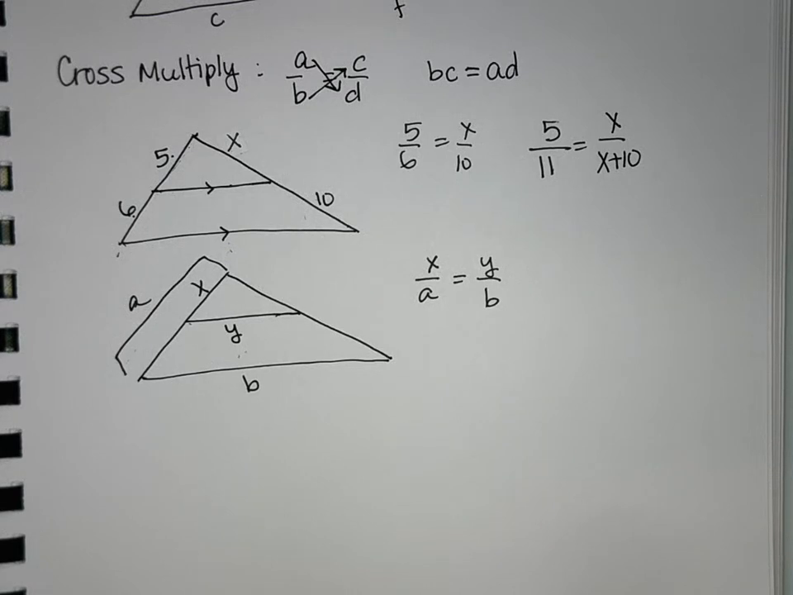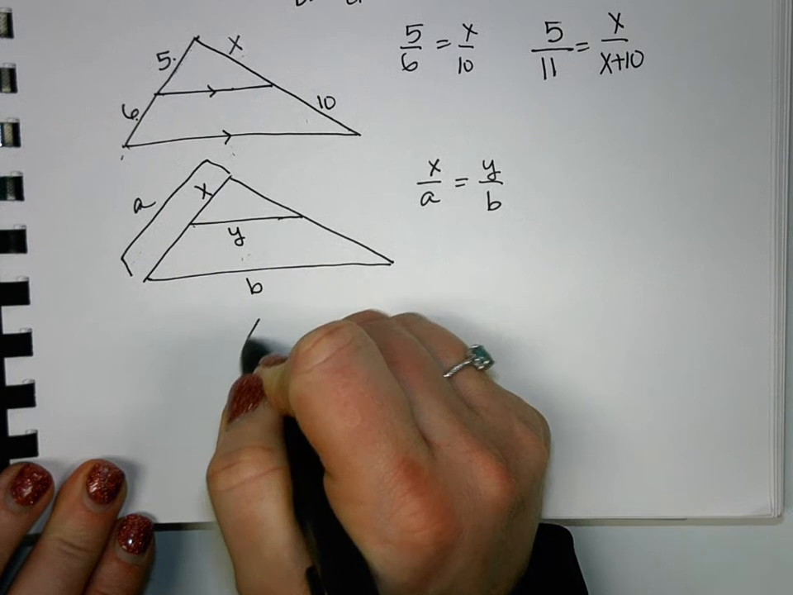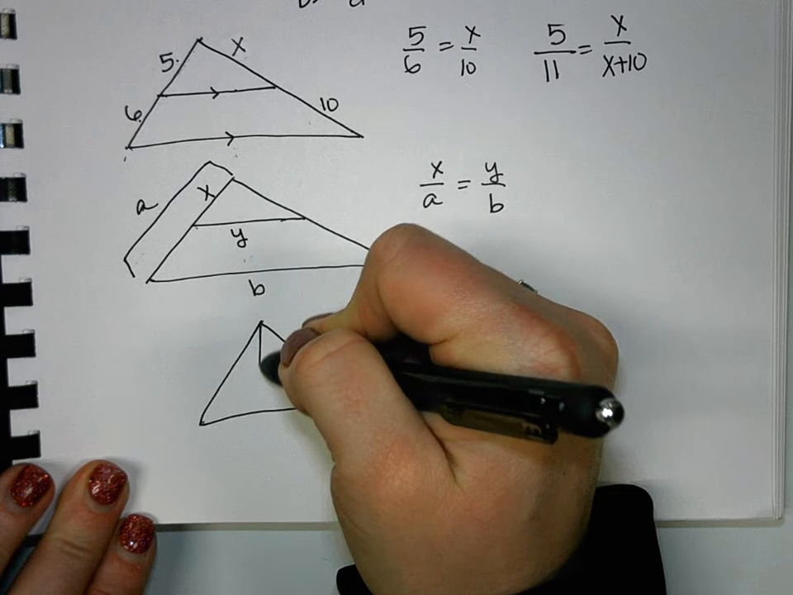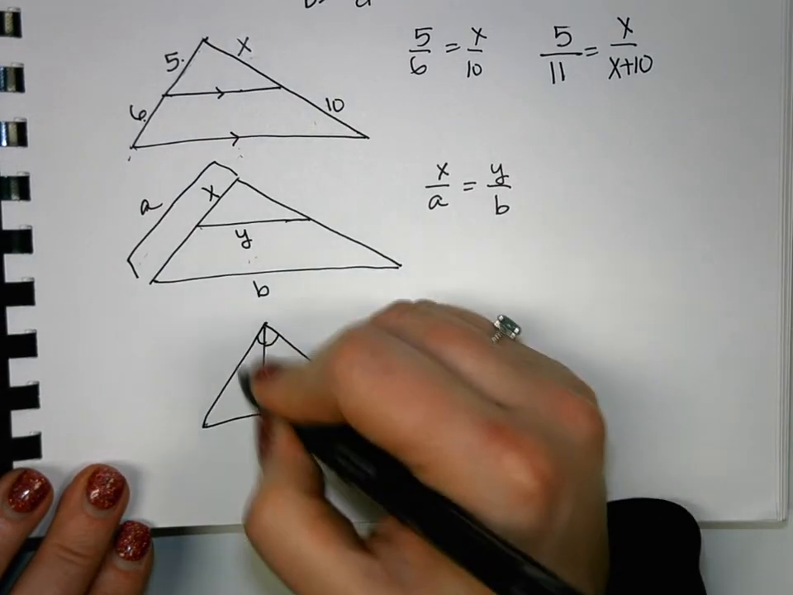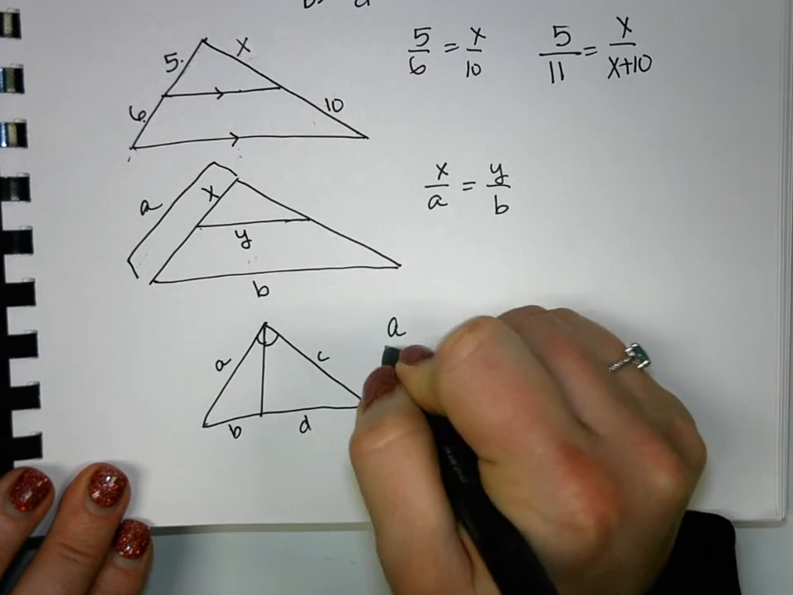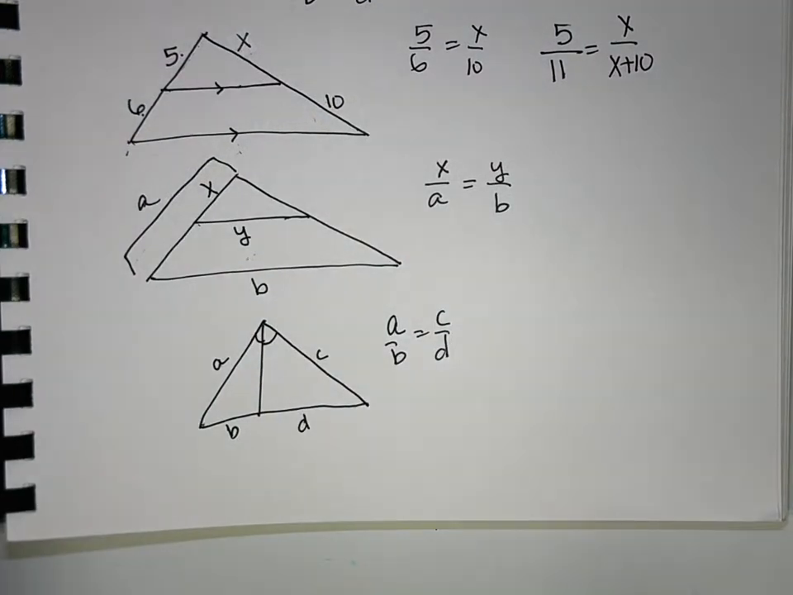Let's see, I feel like there was one more thing we did in this unit. Oh, yes. We also did, when we have a triangle and we have the angle bisector, I believe, it divides our sides proportionally. So we could say A over B equals C over D. And that was Unit 6.